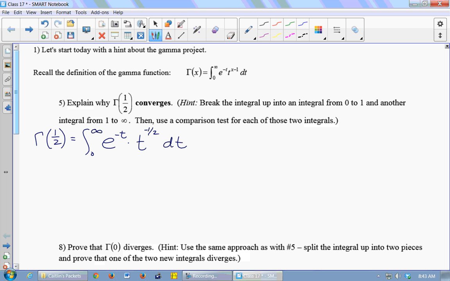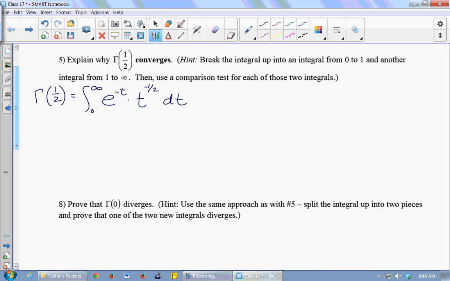So if we're going to use a comparison test, then we have to break this into 2 separate integrals, because we know stuff about integrals from 0 to 1, and we know stuff about integrals from 1 to infinity. That's what we discussed last class. So I have to show that both of them converge to show that this is a finite value from 0 to infinity. So this whole thing is finite. If I break it into a sum of 2 integrals, both have to be finite.